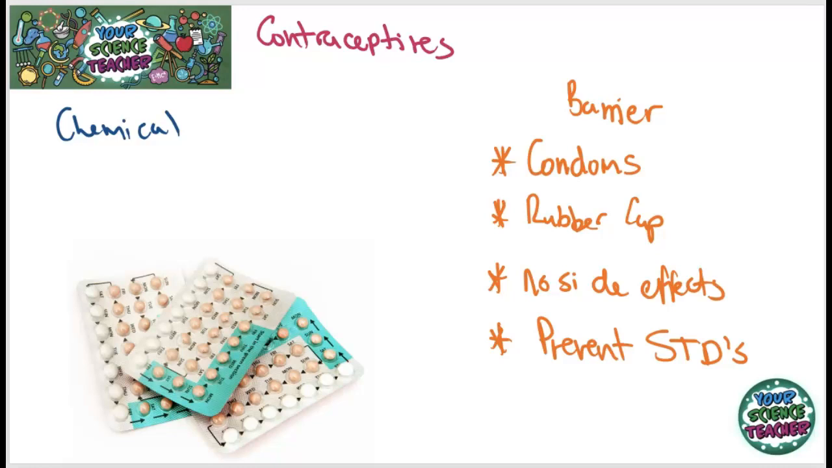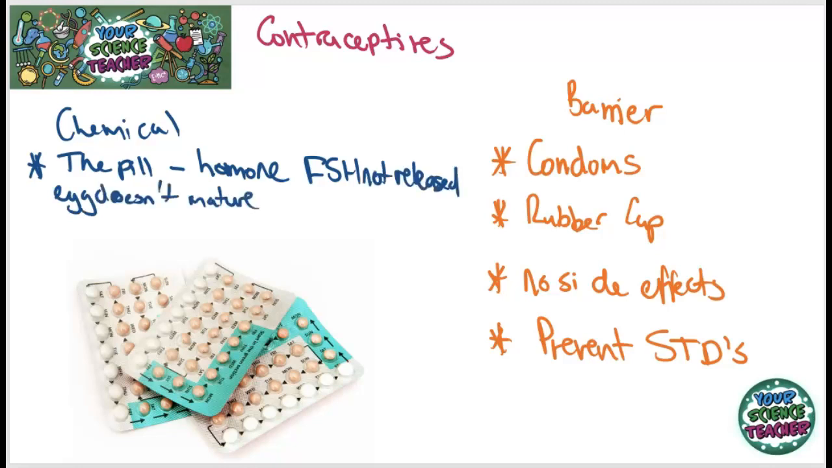Let's now look at some chemical methods of contraception, and let's first look at the pill. I have a picture of the pill in the bottom corner of the screen, and the pill basically works by controlling hormone levels. They often contain estrogen and progesterone, and because they contain this, it stops the release of FSH, and therefore an egg doesn't mature.